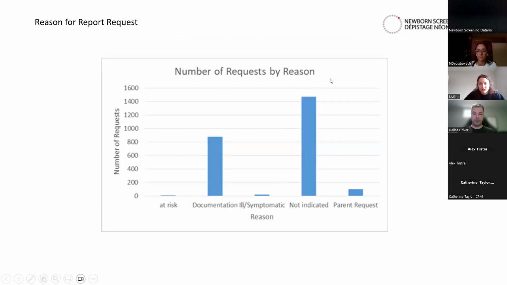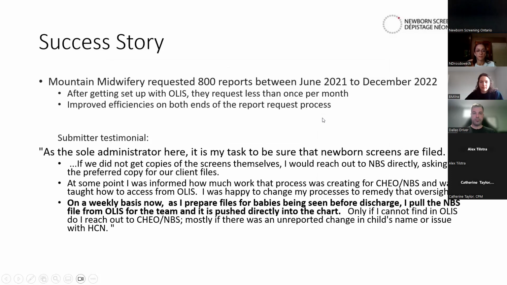And so we have recently changed our report request procedures so that we can better capture the reason for a request. So many of them were not indicated, and this has been made a mandatory field so we can better prioritize the requests that we receive. Most of them are for documentation purposes, but if it's not indicated, we don't know how we should be prioritizing these among the other requests that we receive. So if you have noticed a change in the procedures, this is one of the main reasons for it.